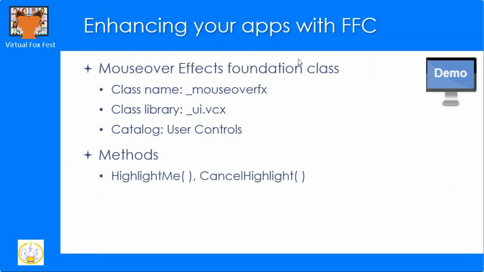Mouse over effects. This one again is kind of fun. It's a very simple little one. It's called underscore mouse over FX in the UI class library under the user's control catalog. And the two methods that we're going to be interested in are ones called highlight me and cancel highlight.